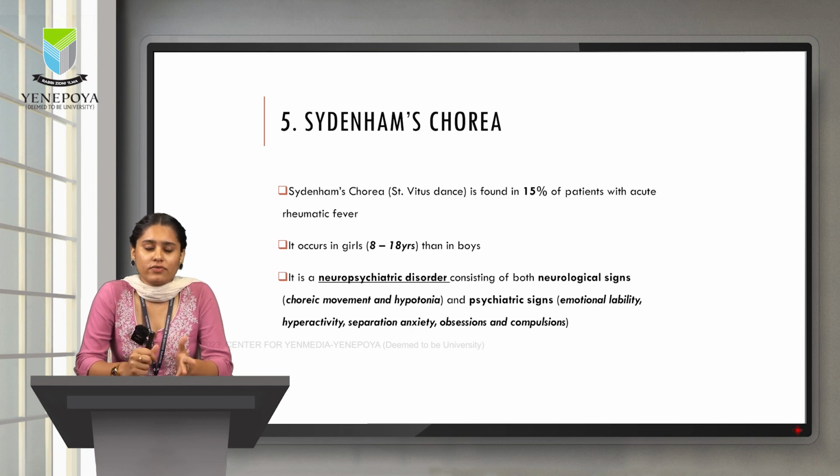So there will be so many changes in the emotions over a period of time; they will be changing themselves so many times. Hyperreactivity will be there, then separation anxiety, obsessions and compulsions. All these can be the psychiatric signs which you can see in these patients. So Sydenham chorea is one of the important manifestations in the Jones criteria.